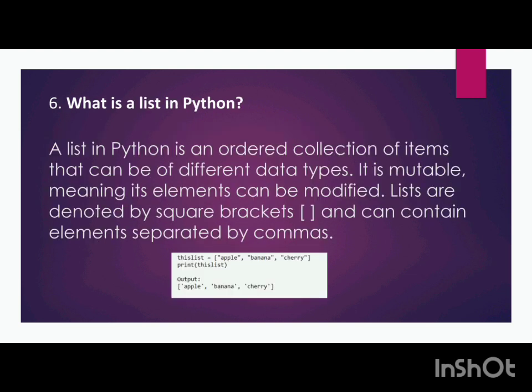The next question is, what is a list in Python? A list in Python is an ordered collection of items that can be of different data types. It can have strings, integers, floats, even another list within a list. It is mutable, meaning its elements can be modified. Lists are denoted by square brackets and contain elements separated by commas. In the example screenshot you can see a list that has 3 elements: apple, banana, cherry, and I'm just printing it. The output would be apple, banana and cherry. Okay, let's move on to the next question.